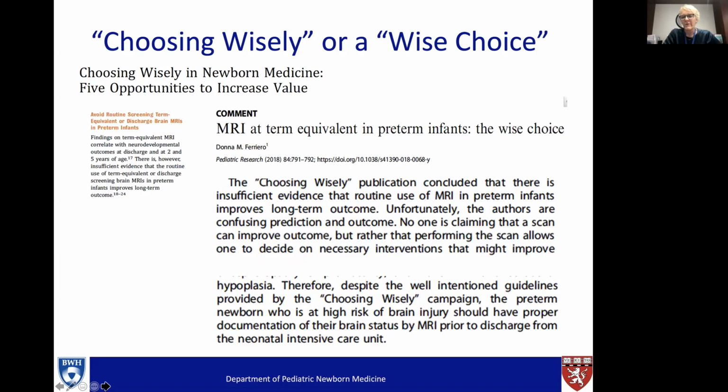And so beautifully, Donna Ferriero responded to this, saying that MRI at term equivalent in preterm infants really is the wise choice, that the Choosing Wisely campaign concluded there was insufficient evidence. And unfortunately, the authors were confused between prediction and outcome. No one is claiming a scan alone can improve outcome, but rather performing the scan allows one to decide on necessary interventions that improve outcome. Therefore, despite the well-intentioned guidelines provided by the Choosing Wisely campaign, the preterm newborn who is at high risk of brain injury should have proper documentation of their brain status by MRI prior to discharge from the neonatal intensive care unit.